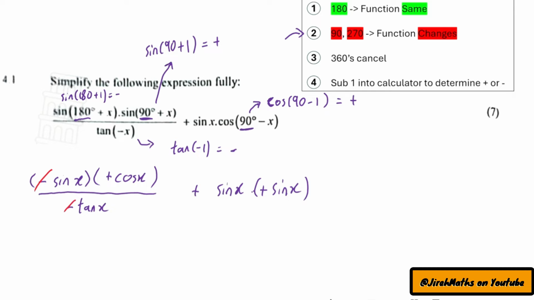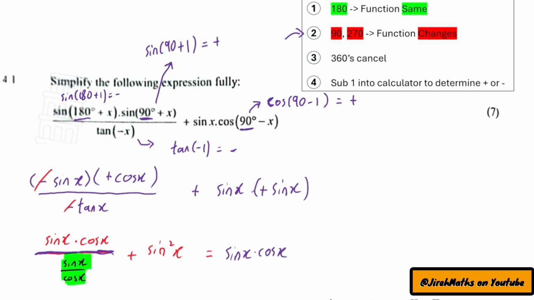Tan x can be rewritten as, so let's first leave the top as is, so sine x times cos x divided by, tan x can be written as sine x all over cos x plus sine x times sine x is sine squared x. Now to simplify this, let's first note that that is a fraction and we are dividing. So we are dividing by a fraction. When you divide by a fraction, you invert and multiply. So you write the numerator as is, sine x times cos x.